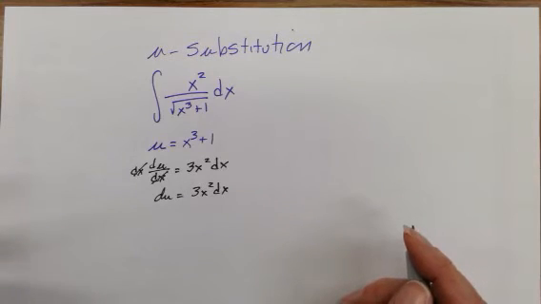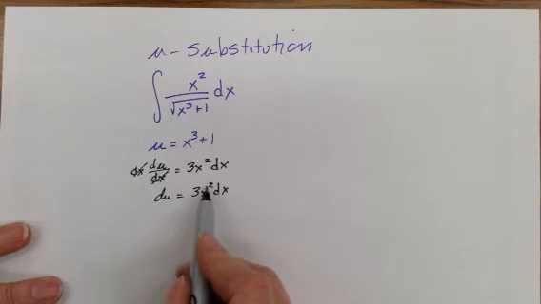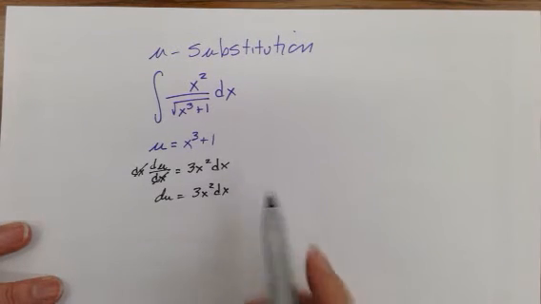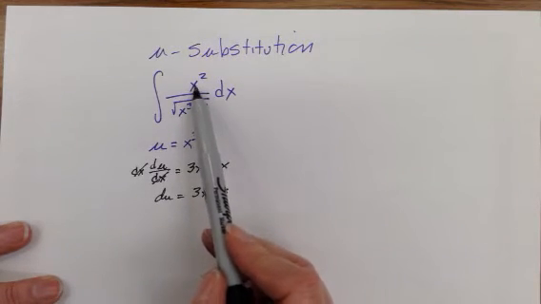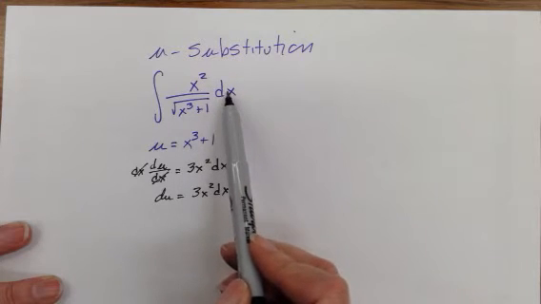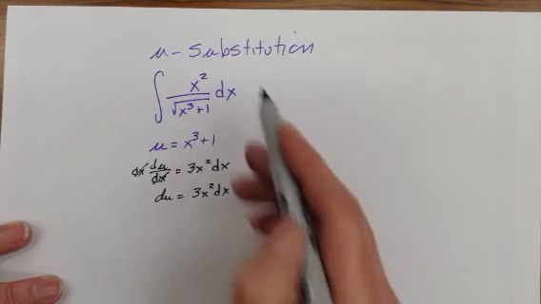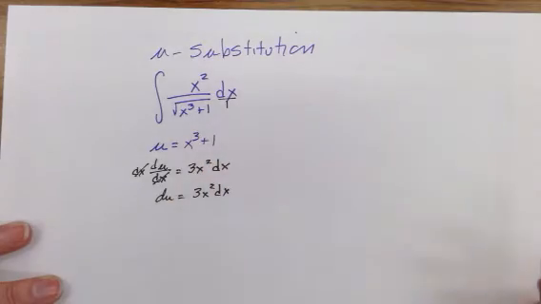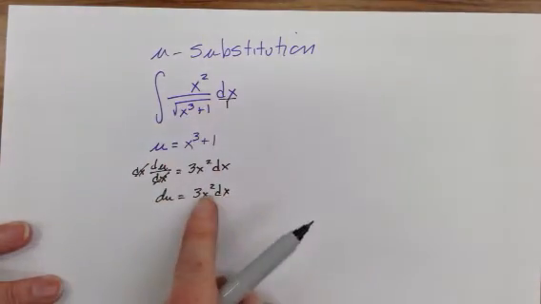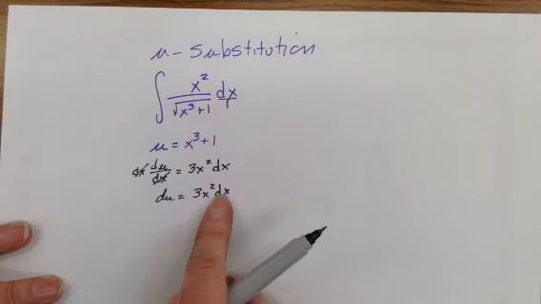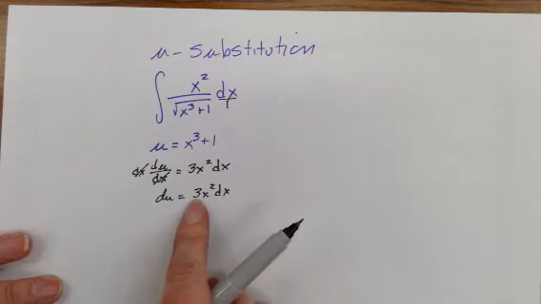And this makes me so happy. Why? Look at the original problem. x squared dx. Yes, I know that's not in the numerator, but dx can be written as a fraction and pushed into the numerator. x squared dx. So happy. The 3, not so happy.